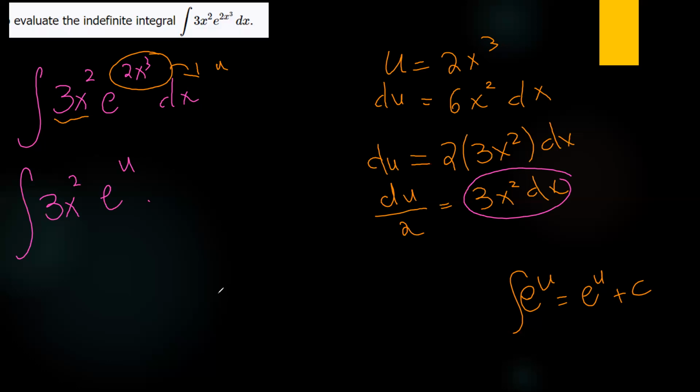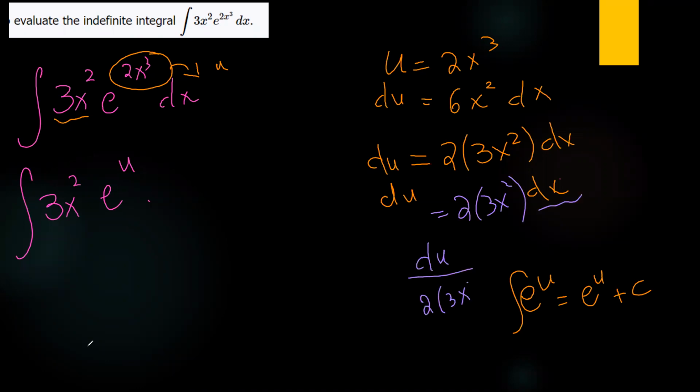Now, I will tell you another way. du is 2 times 3x squared. I need dx, so I just divide: du over 2 times 3x squared will be dx. So now replace dx with du over 2 times 3x squared.